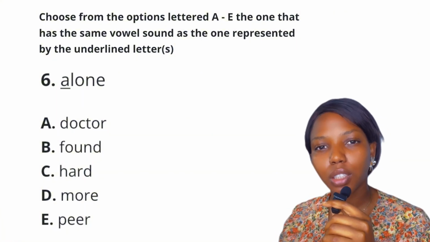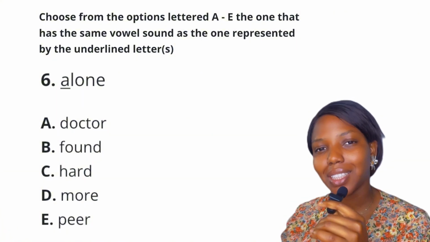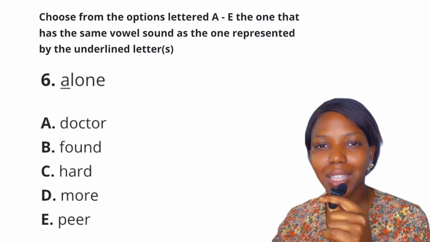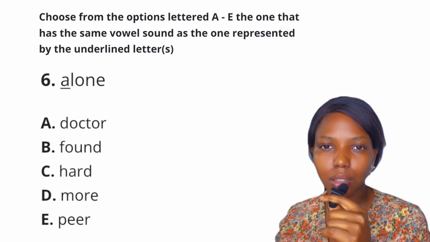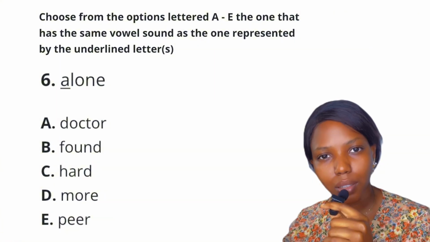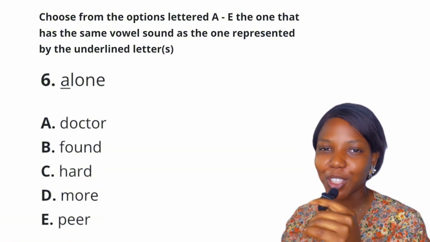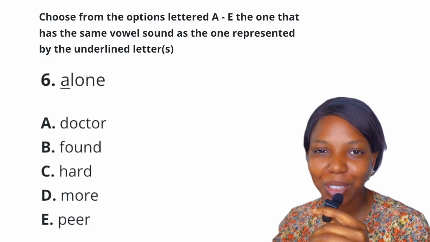The given word is "alone", letter A is underlined, and this is a special sound. It has a special name called schwa. It's a weak or lazy sound. So I have a special hack for you. In fact, hacks. Are you ready for them?